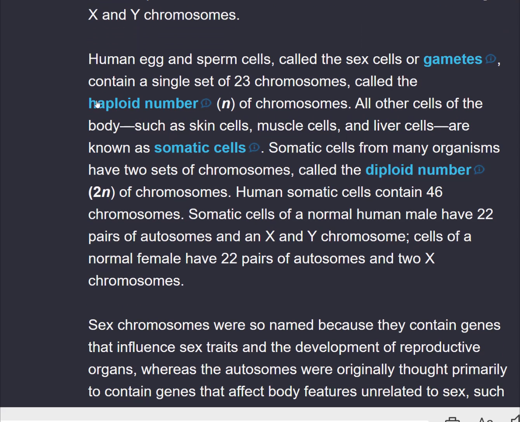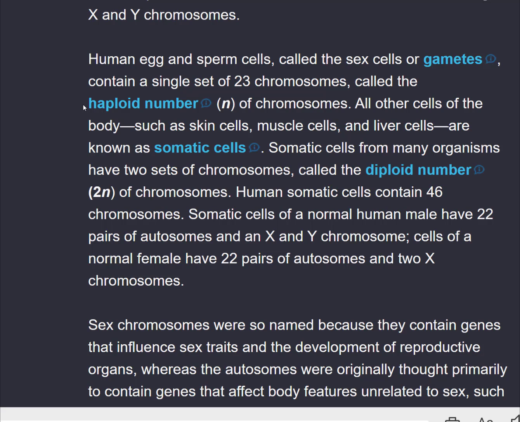Next is gametes. Gametes are haploid cells, often called sex cells. They include human sperm and egg cells, ova. Gametes join together during fertilization to form a zygote. Could also see meiosis. Haploid number, N, denoted by lowercase n. A single set of chromosomes, often used to describe cells with a single set of chromosomes. Haploid.